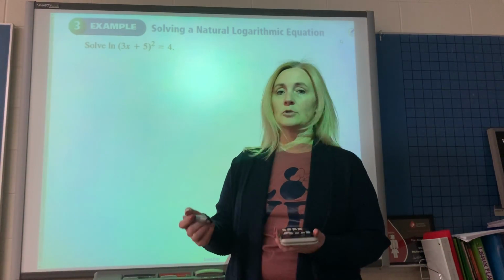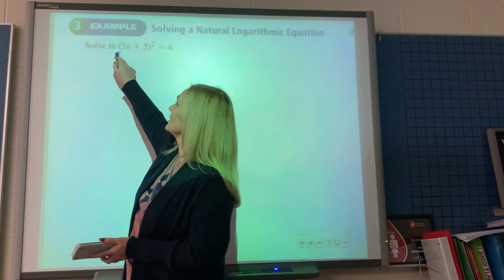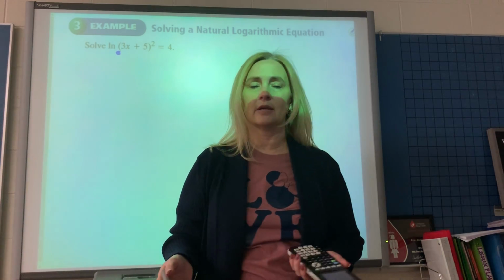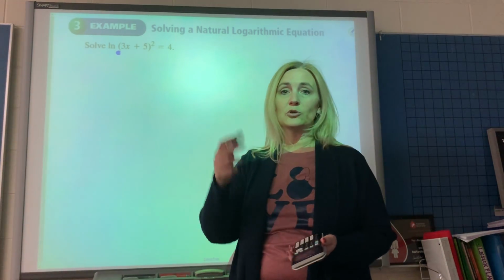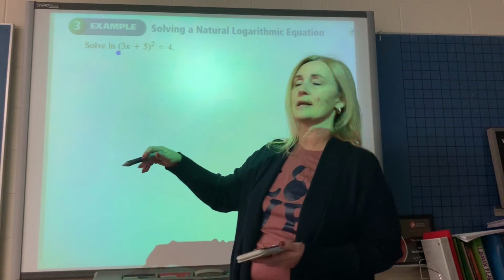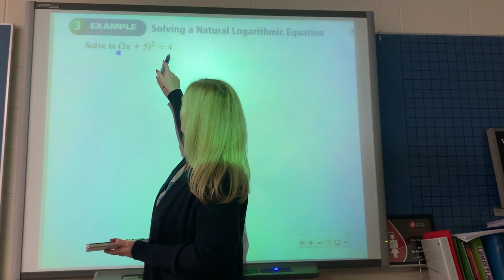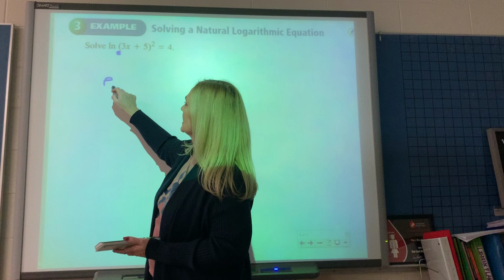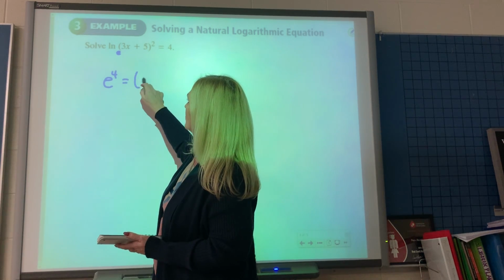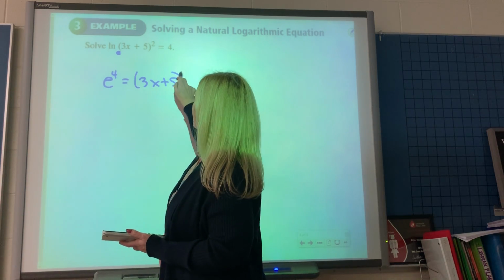So if it's a natural log, it just means it has a base of e instead of like the 10 or the other number that they give. But we're still going to do it the same way. Reuse the circle method and rewrite this in exponent form. So e to the 4th power equals this. e to the 4th power equals 3x plus 5 squared.